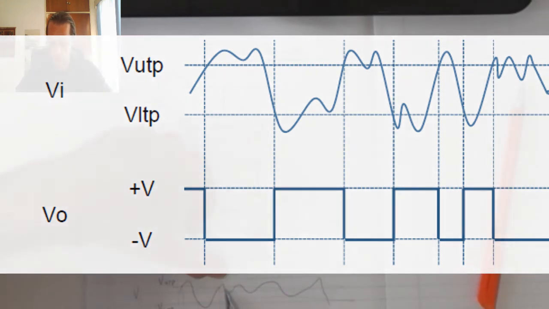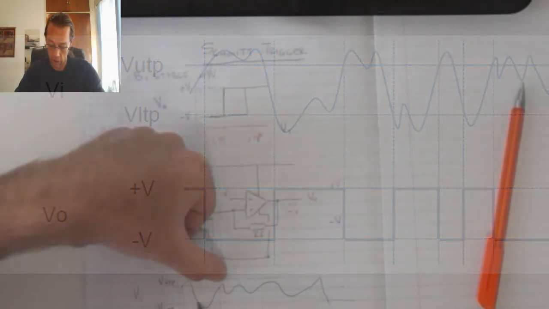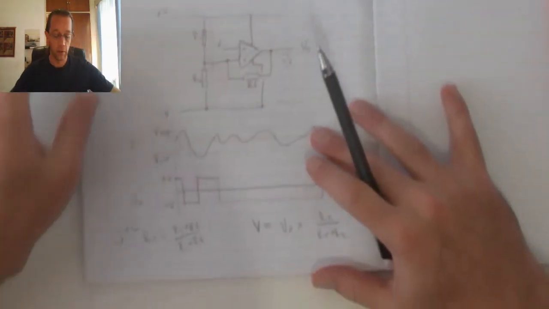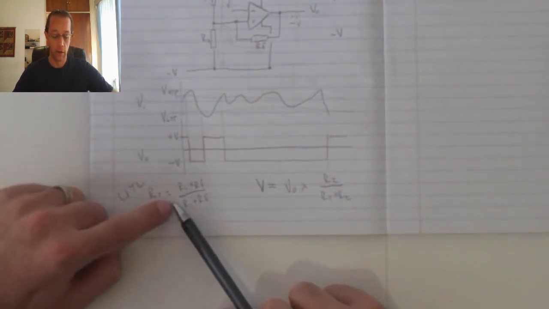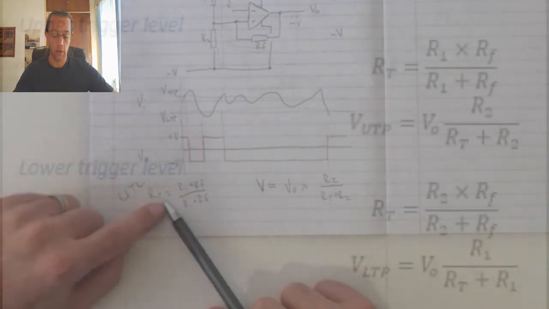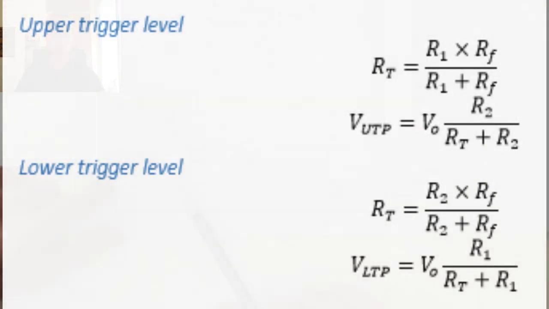Now what we see, it's going to stay in the lower saturation all the way until it crosses that lower trigger point again. So, okay, upper trigger level is equal to R total multiplied by the upper trigger level. To do those calculations, R total is the product of R1 and RF divided by R1 plus RF, because remember they are in parallel with each other, and they're in parallel and in series over there. That's where this part of the formula comes from.